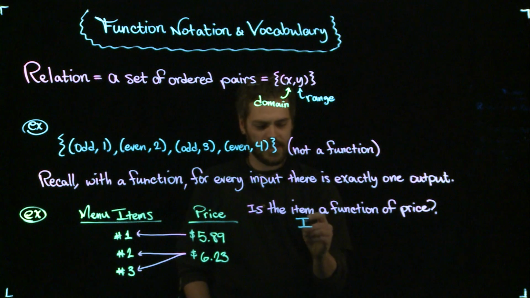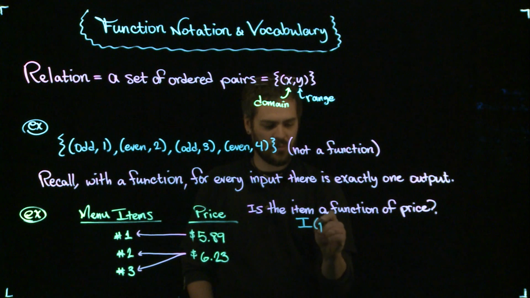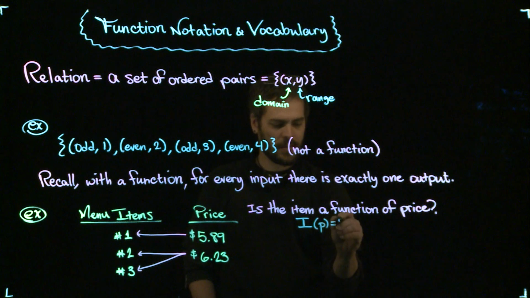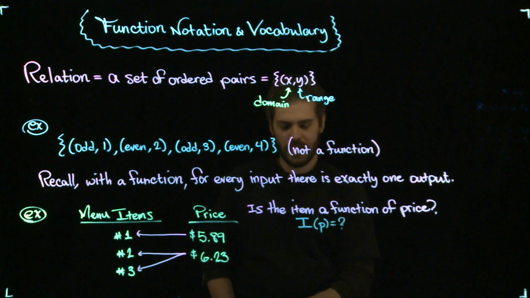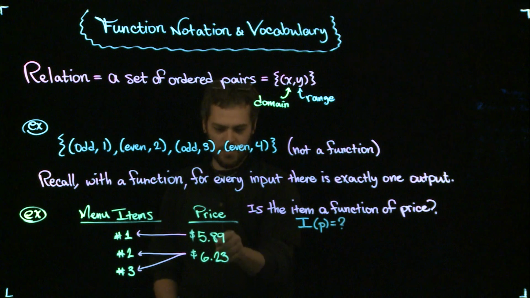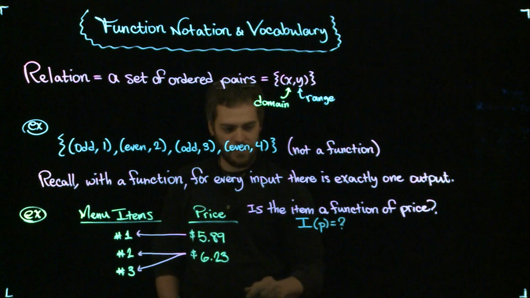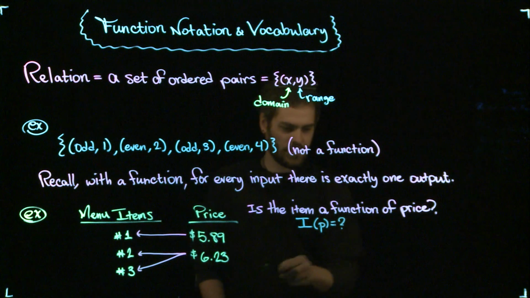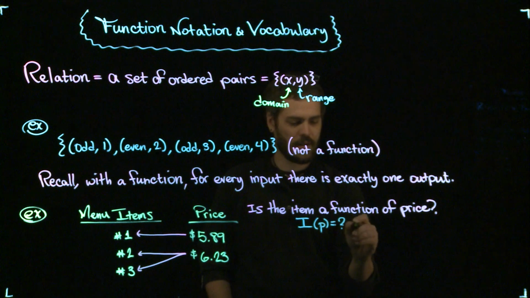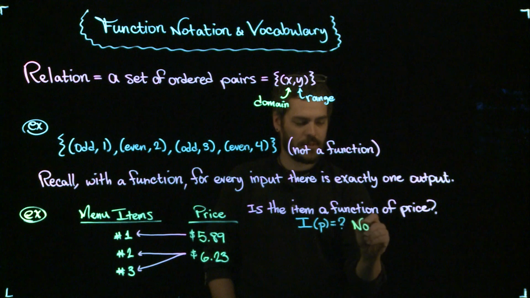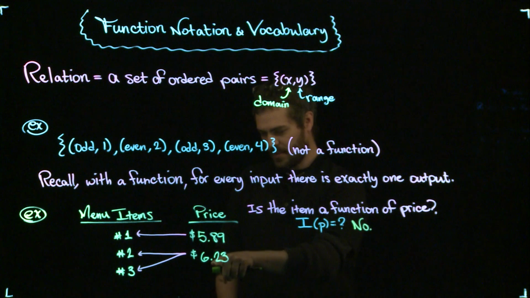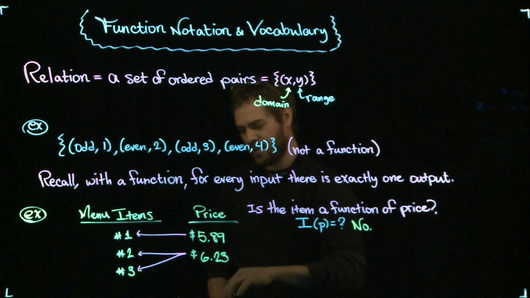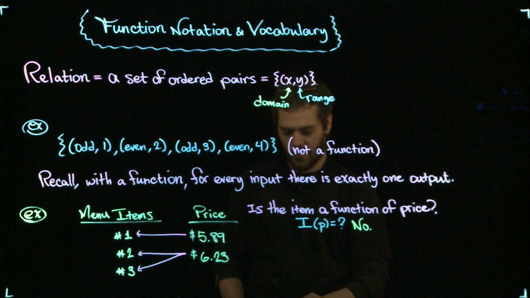I want to know, is the item a function of price? Yes or no? So for the inputs of price, do I get exactly one output? And the answer is no, this is not a function. How come? Because for this input of 6.23, I get two outputs, so that's unfortunately not going to work.